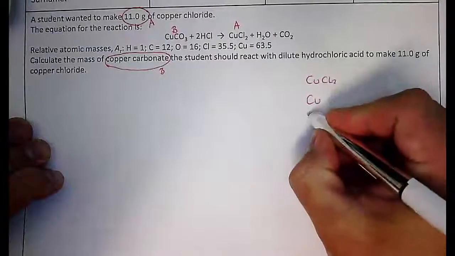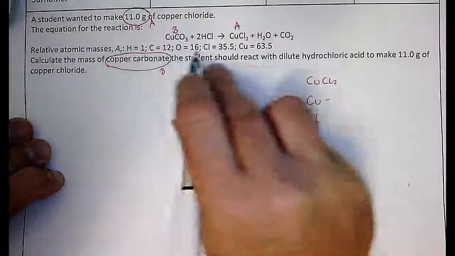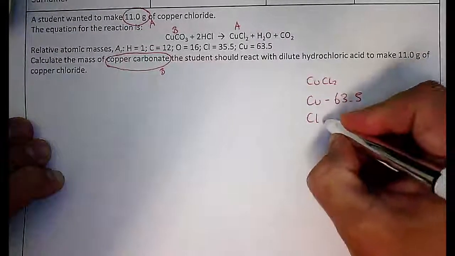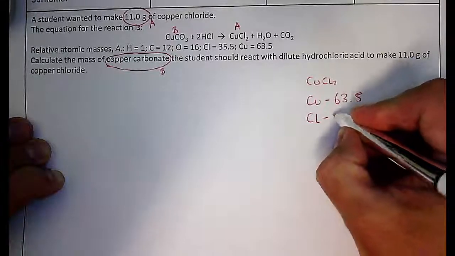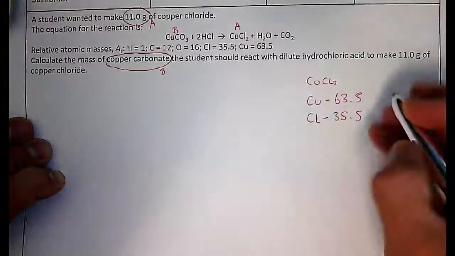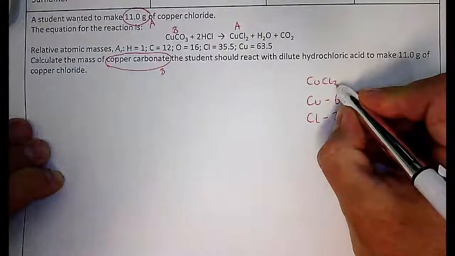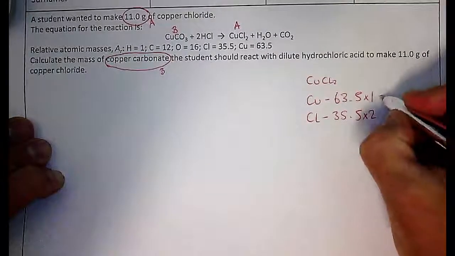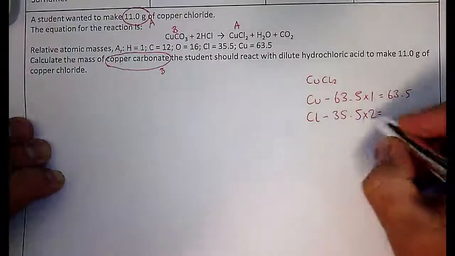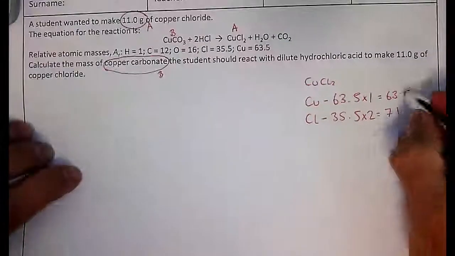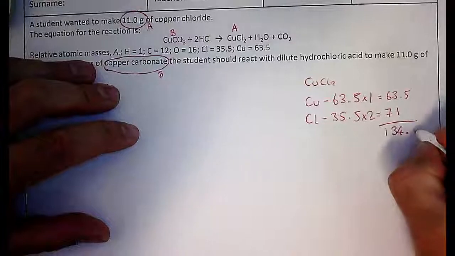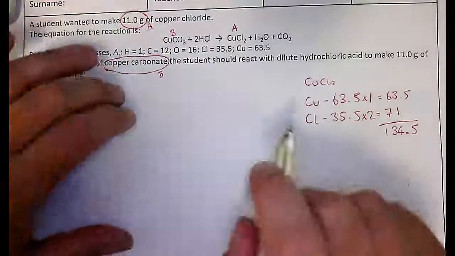So copper chloride: we've got copper and chlorine. The mass of copper is 63.5, and the mass of chlorine is 35.5. I've only got one copper because there's no subscript next to it, so I'll times that by 1, but I have a little 2 subscript here, so I've got 2 chlorines. So 63.5 times 1 is 63.5, and then 35.5 times 2 is 71. I need to add those together, so that will be 134.5. That is my relative formula mass for copper chloride.